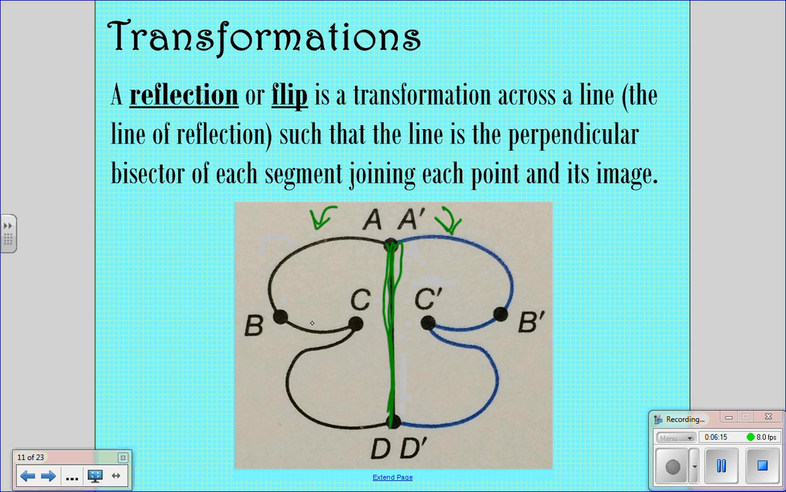And if I were to draw a line connecting point C to C prime, this line is always going to be perpendicular to the line of reflection. Now, A and A prime are actually the same point. Same thing with D and D prime. But if I drew a line connecting B to B prime, it's always going to be perpendicular to the line of reflection. And all we did basically, we took our figure over here and it got flipped over to this side. So a reflection or a flip.